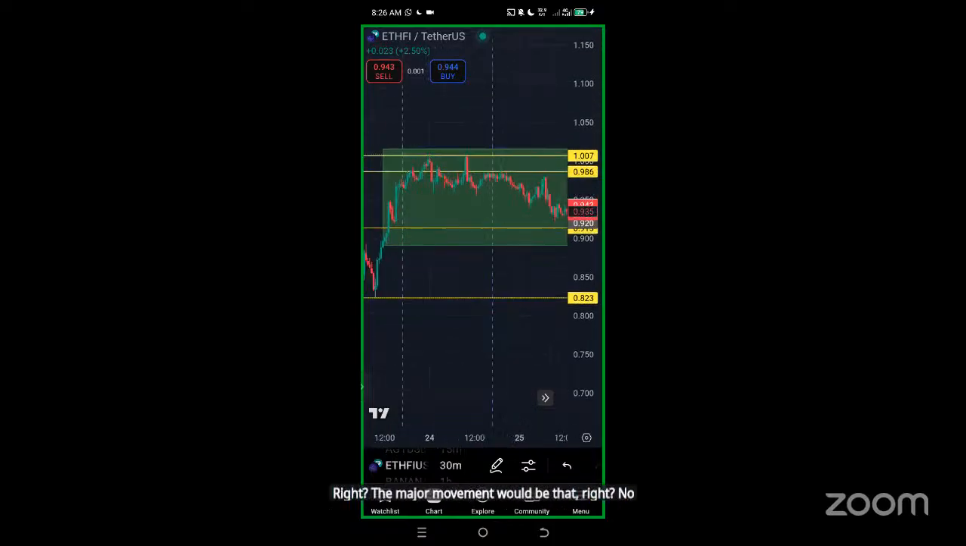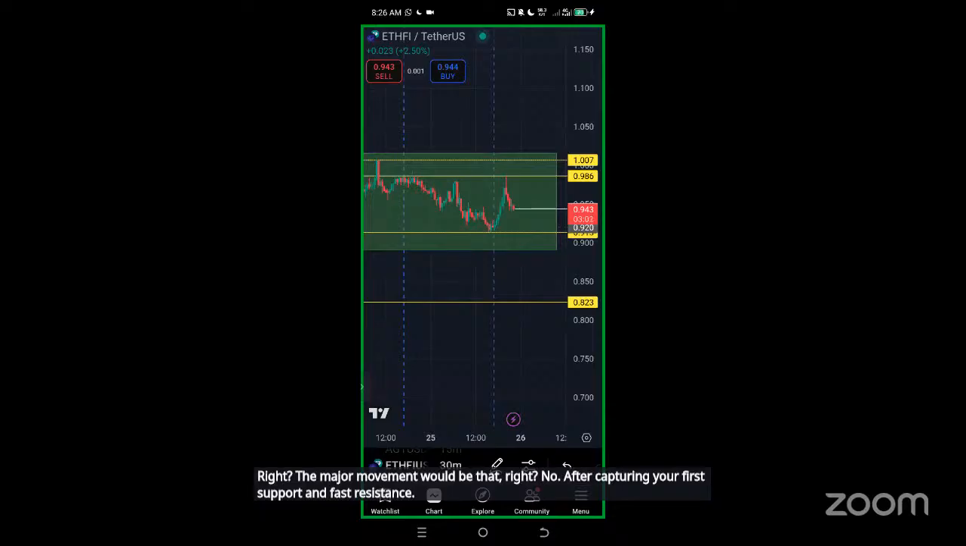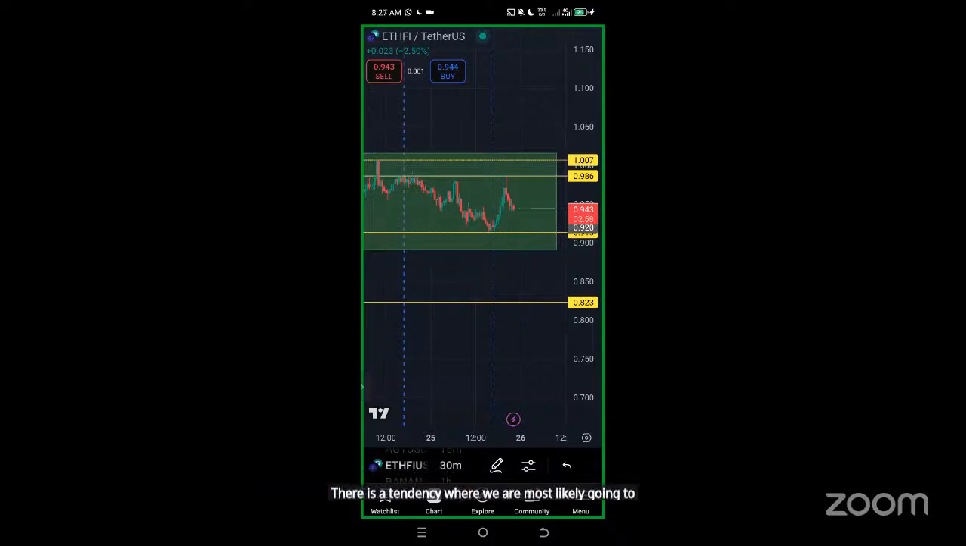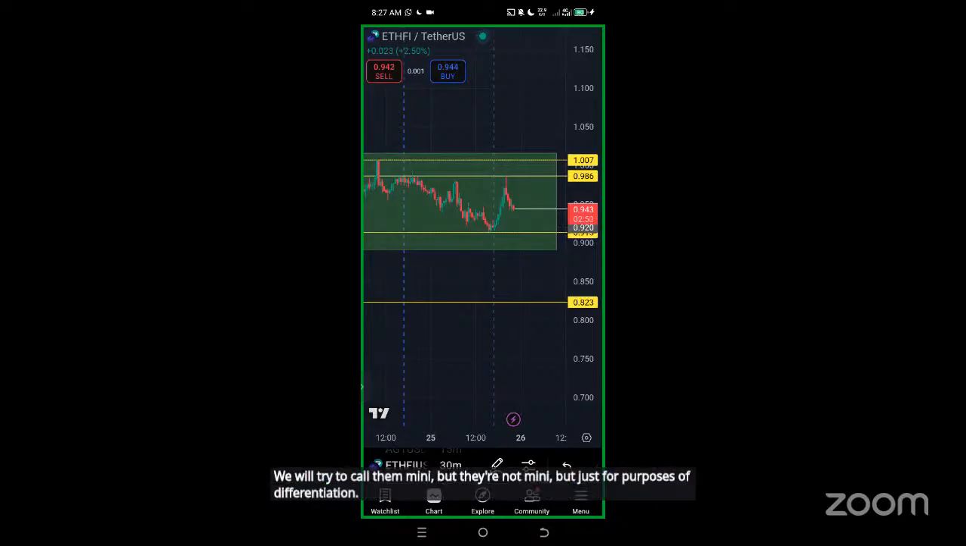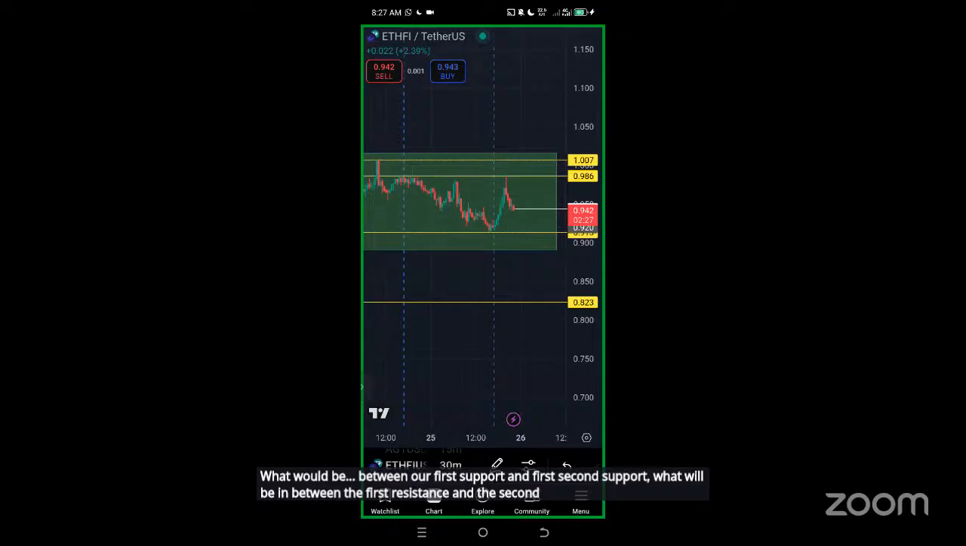Now, after capturing your first support and first resistance, there are tendencies where we are most likely going to find what we call mini price reaction levels. They're not really mini, but just for purposes of differentiation, we call them mini price reaction levels, among the major movements. The mini price reaction levels are those price reaction levels in between what we have identified already. What would be between our first support and second support? What will be in between the first resistance and the second resistance?